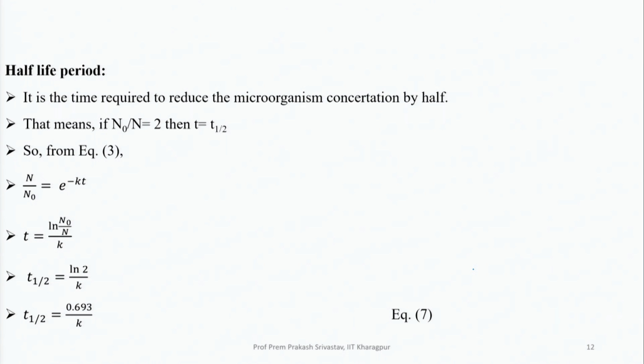Now, half-life period. It is the time required to reduce the microorganism concentration by half. That means, if n0 by n is equal to 2, then T is equal to T half. So, from equation 3, n by n0 is equal to e to the power minus kt, that means T is equal to ln n0 by n divided by k. So, T half is equal to ln 2 by k, then T half is equal to 0.693 divided by k.